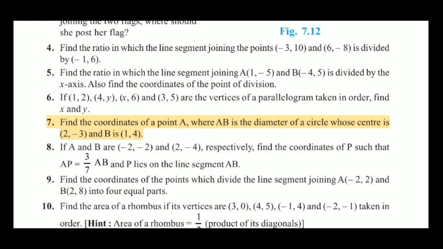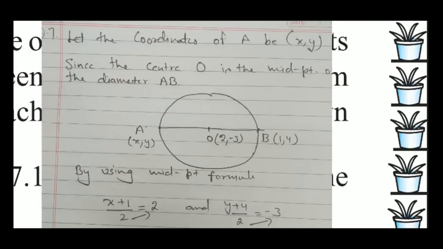In the 7th question, find the coordinates of A, where AB is the diameter of the circle whose center is (2, -3) and point B is (1, 4). Here AB is the diameter and B is given, and we have to find the value of A. See the solution of question number 7. In the diagram, AB is the diameter of the circle and O is the center, where the coordinates of A are (x, y), coordinates of B are (1, 4) and the center of AB is (2, -3).